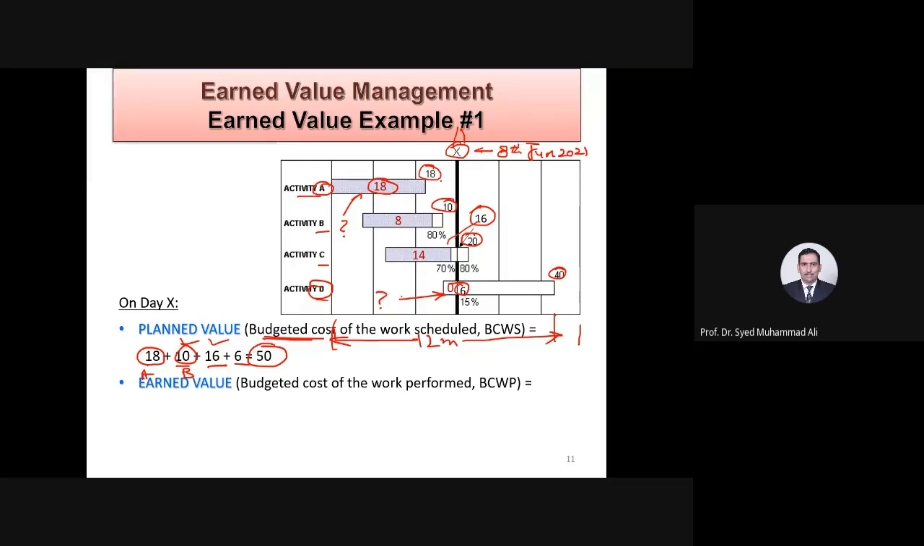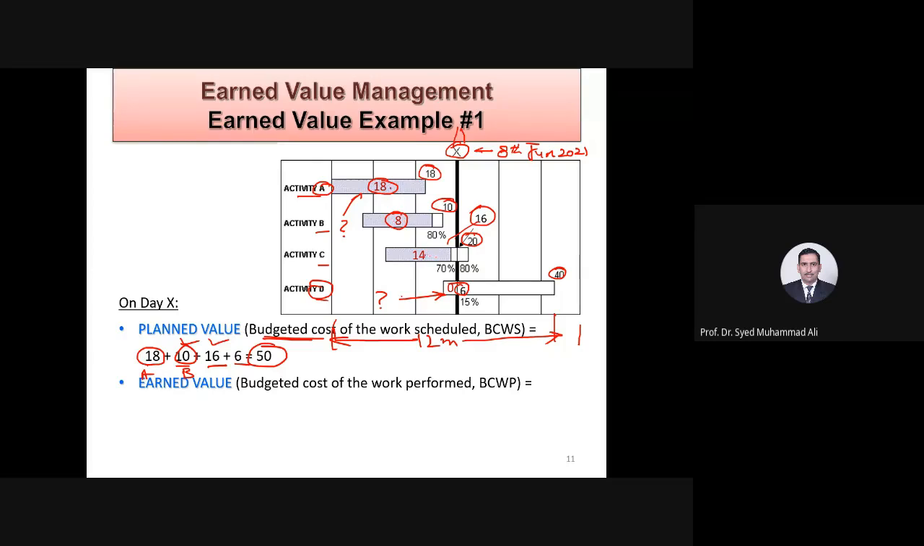Earned value. Usama, help me out. On A, how much have you earned? 18 out of 18, sir. You're absolutely right. Then activity B would be 8 out of 10. Yes, the actual progress is 8. So this is 18 plus 8.